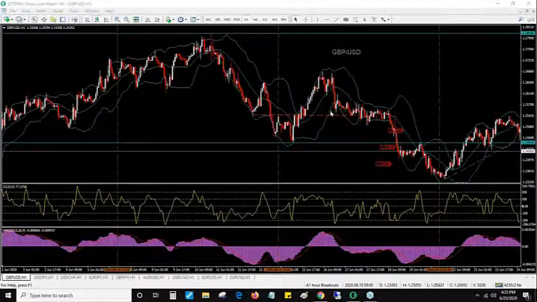So for about 2 days here, it started to move sideways. And then as we approached Thursday, it started to drop and break down here. Now, this was as a result of us leading into the Bank of England. So let me open up the charts.